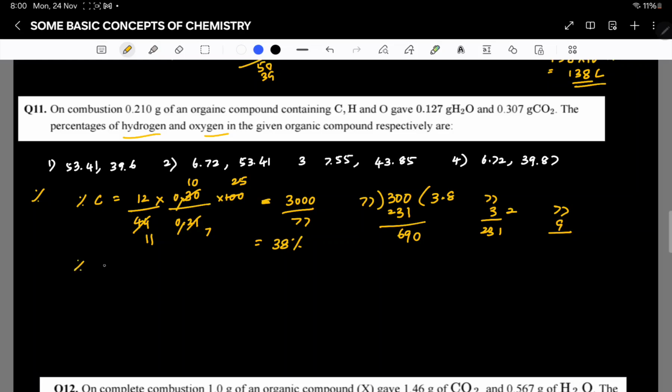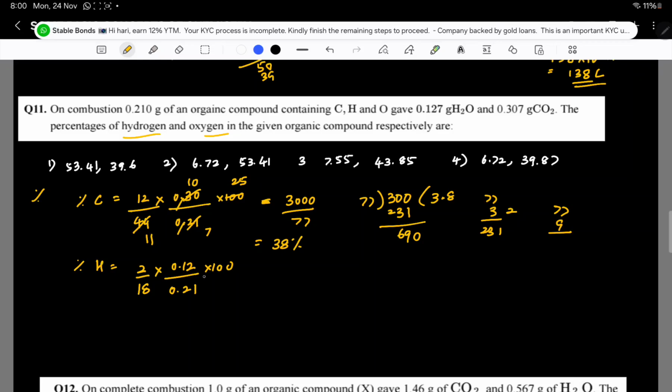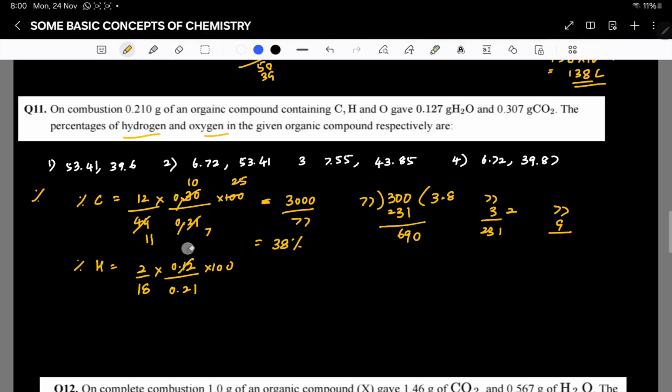So now similarly we will do the percentage of hydrogen. That is 2 by 18 into 0.12, which I am taking here, and 0.21 into 100, student. 4 3 ja 3 4 ja and 3 7 ja. So then it becomes 2 9 ja and 250 ja. So this will be 200 into 2, which is 400. So 400 divided by 63.